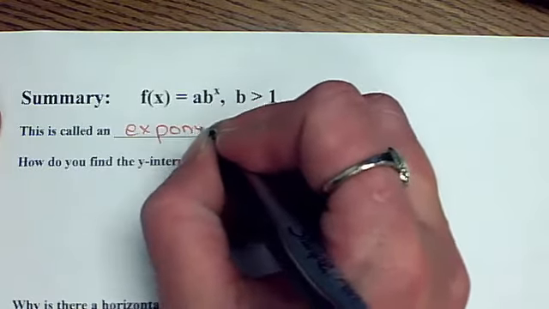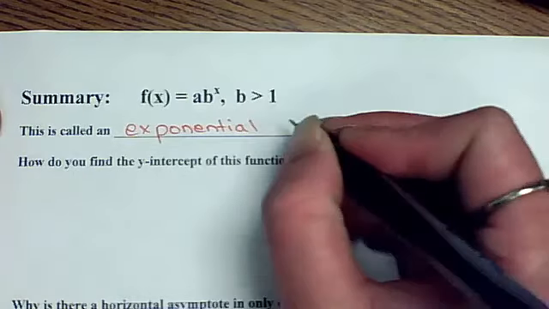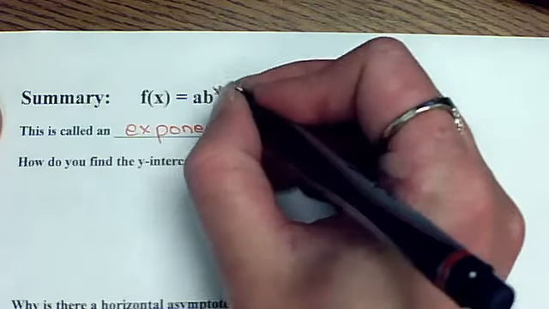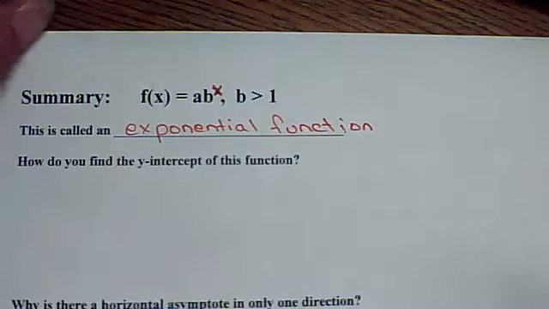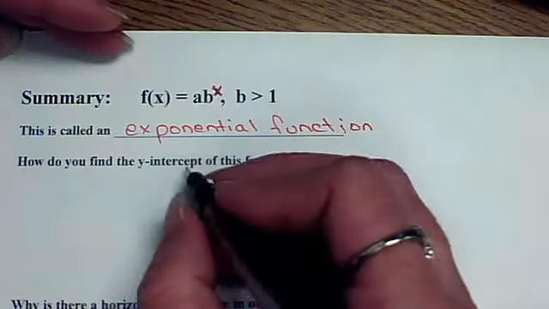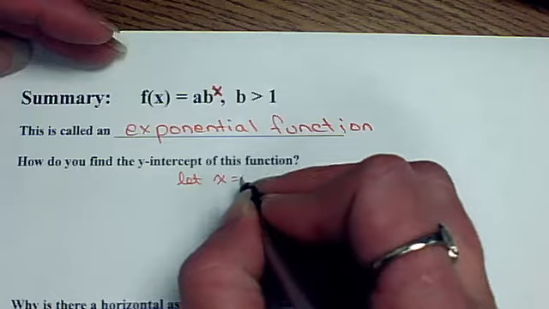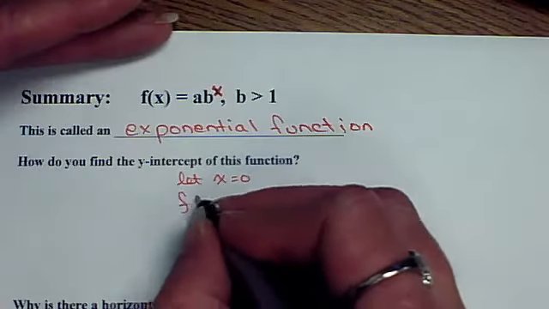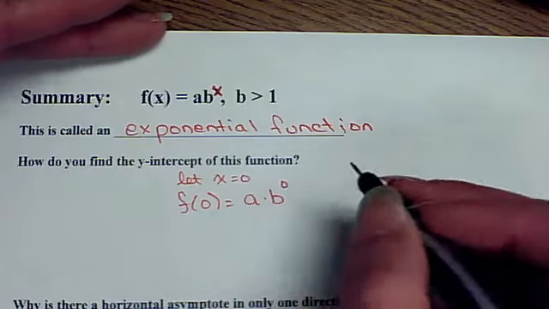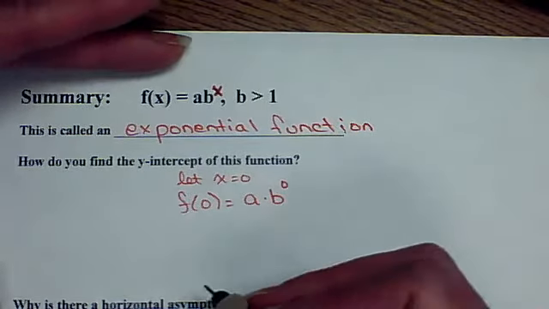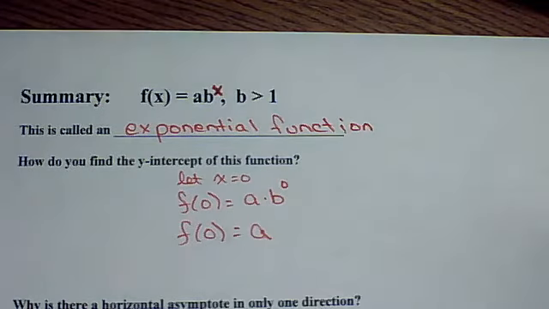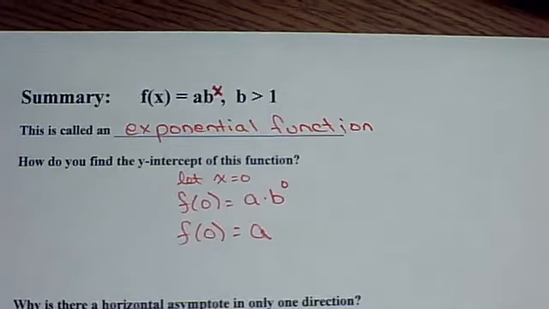An exponential function always has the variable in the exponent. Your exponent is the variable. Okay, how do you find the y-intercept of this function? Well, for any y-intercept, we let x equal 0. So let's see what happens. f of 0 is a times b to the 0. Anything to the 0 power is always 1. So it's always going to be that a. It's always going to be my leading coefficient.